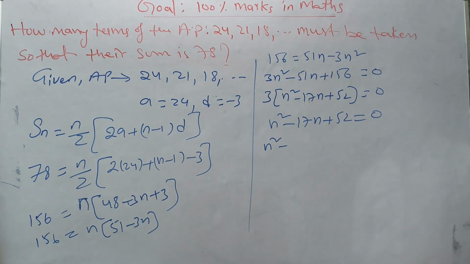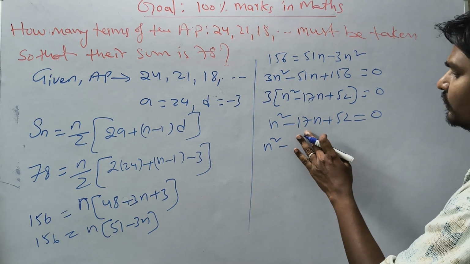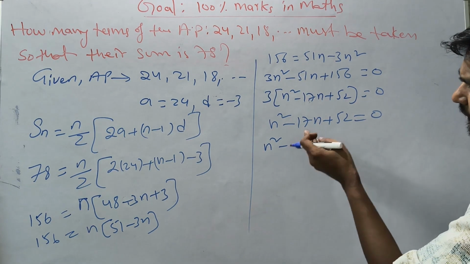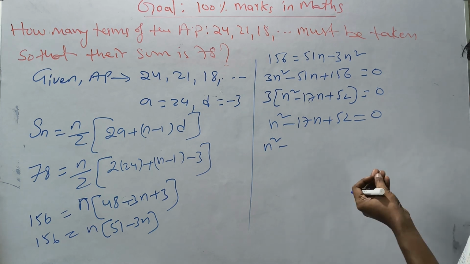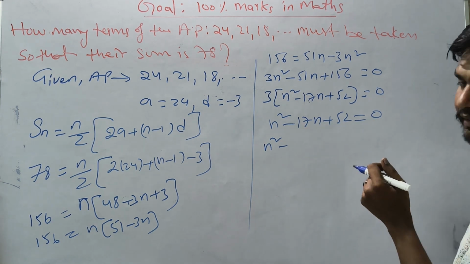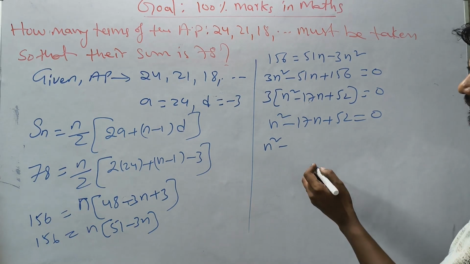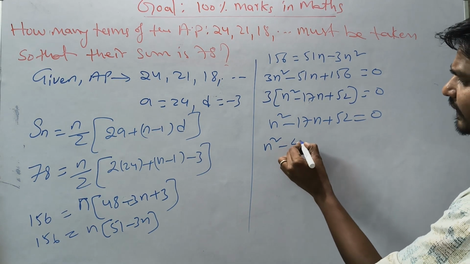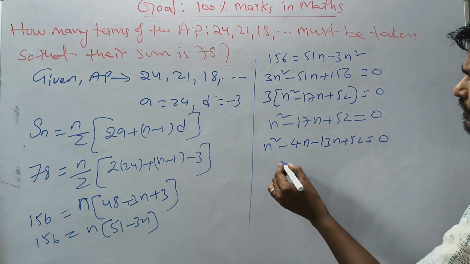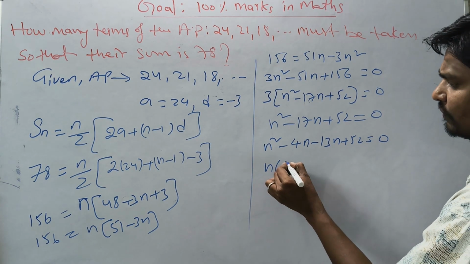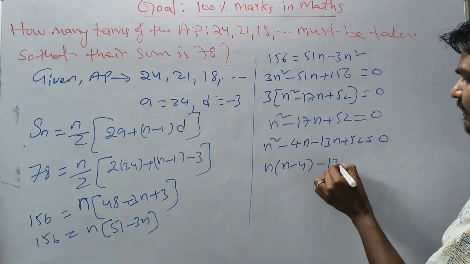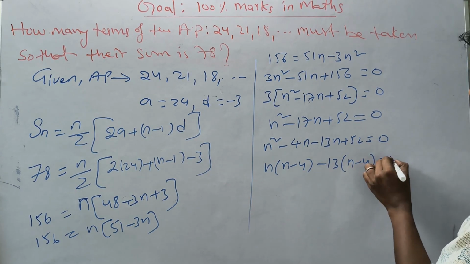52 means a multiple of, so you can take 4 13s are 52, and 4 plus 13, minus 4 minus 13, you will get 17, minus 17. Now shall I write n square minus 4n minus 13n plus 52 is equal to 0. From this n gets common, so n minus 4 it would be. Now minus 13 gets common, then n minus 4 is coming, that is equal to 0.